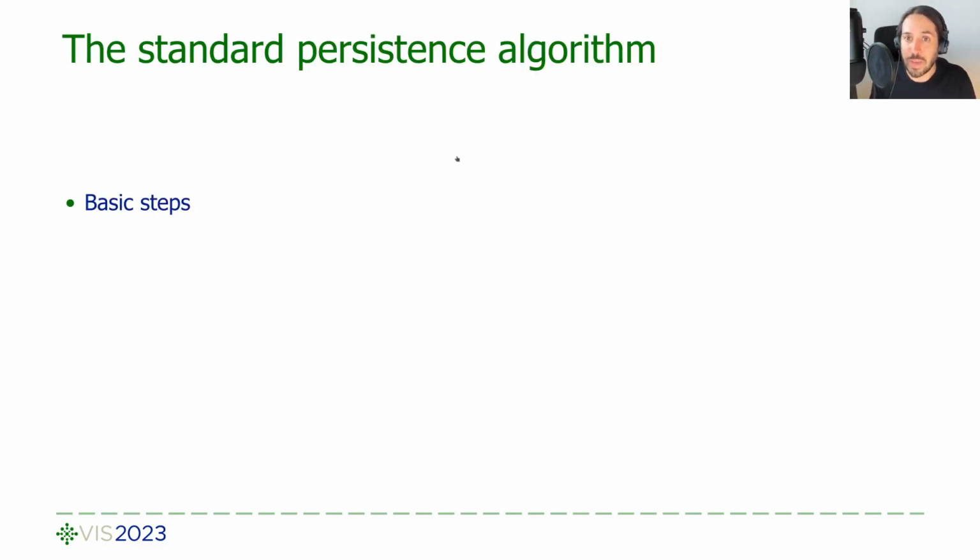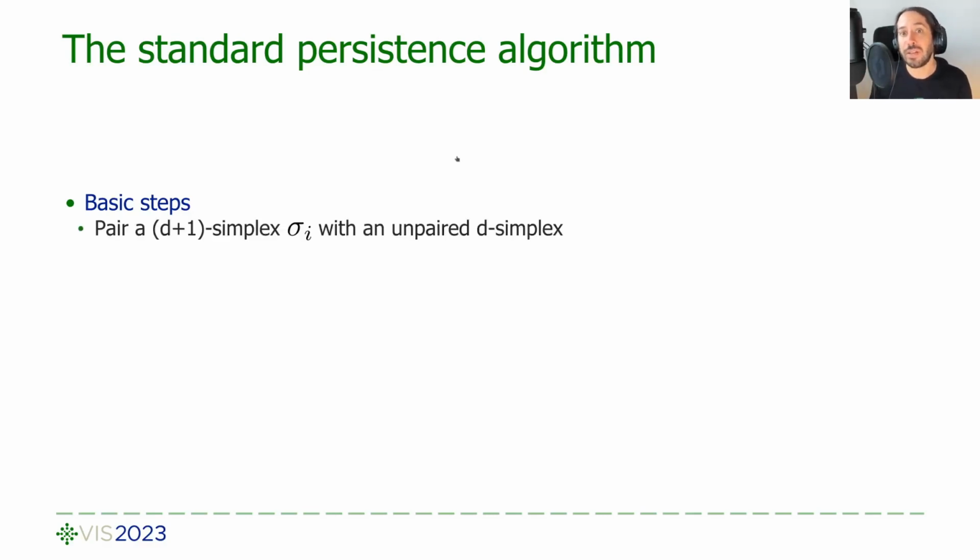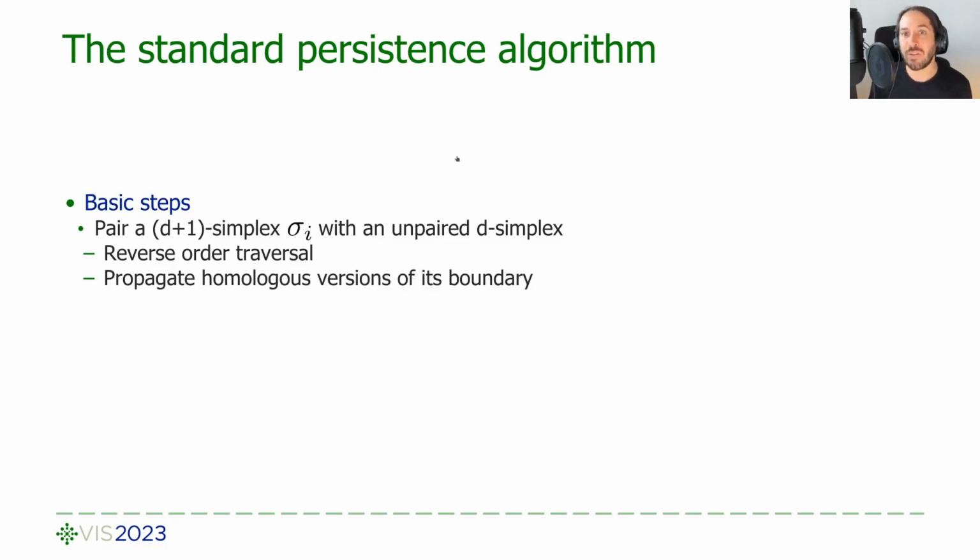Now we'll recap the main steps of the standard algorithm. This algorithm pairs every d+1 simplex, which destroys a feature, to an unpaired d simplex, which created the feature. To do so, it processes the data in reverse order to go from the destructors to the creators. At each step, it grows the boundary of the destructor sigma_i in a way that is homology preserving. The process continues one simplex at a time until we reach an unpaired d simplex, which is then marked as the creator of the feature destroyed by sigma_i.